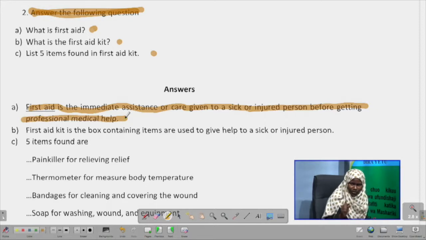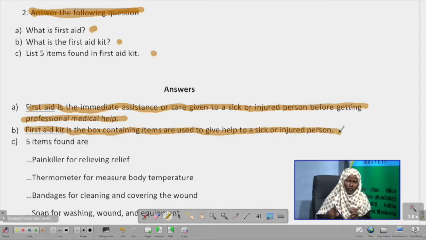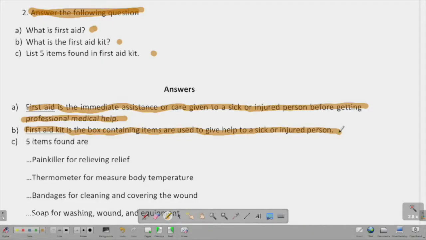And then in first aid, we have a first aid kit. This is like a box. It says here, first aid kit is the box containing items that are used to give help to a sick or injured person. When someone has already met with an accident, you need to help that person. Maybe you need to stop the bleeding. What are you going to use? Obviously, you have to use a certain box, which is called the first aid kit. In that box, there are many items that can help you to help that person who is injured. So that box is what we call the first aid kit.